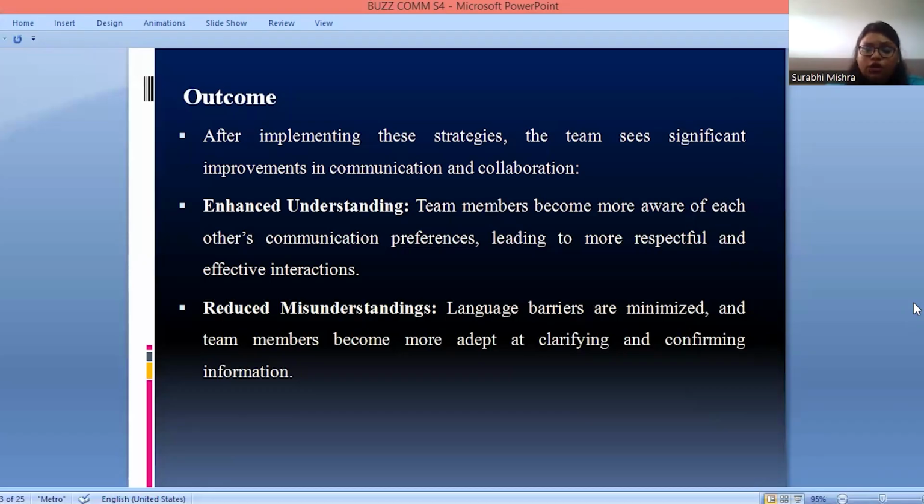The next was reduced misunderstandings. As the language barrier was minimized by providing them communication training, cultural sensitivity training, and language translators and all, the team members became more adept at clarifying and confirming information, right? Let's see what other outcomes were seen.